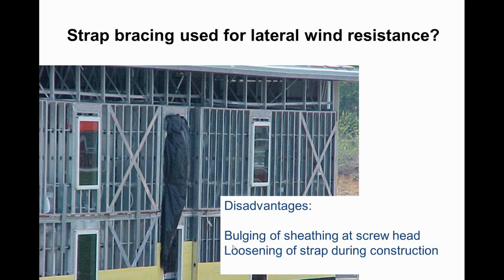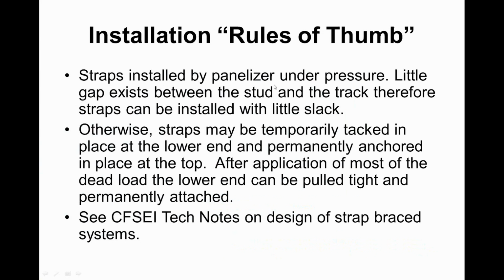How might we address that? Well, possibly straps can be installed by a panelizer under pressure. And if that's the case, then any gap will be taken out of in the track section, which will minimize any slack that might occur in that strap. Otherwise, what I've seen contractors do is temporarily tack or screw, if you will. Don't put all the screws in the bottom. And then after you put that next story in, come back, loosen the strap, and retighten it. So this is another way to do that, okay? Again, if you're looking for guidance on design of a strap brace system, SFIA has a technical note on that as well.